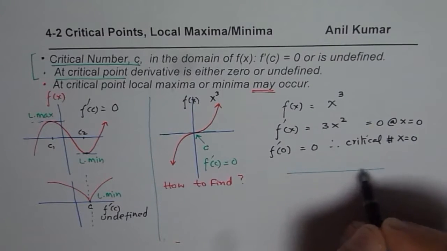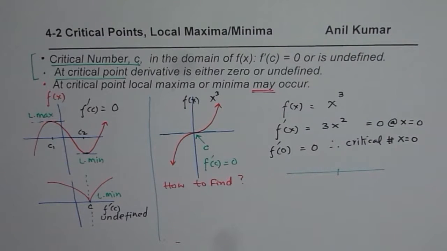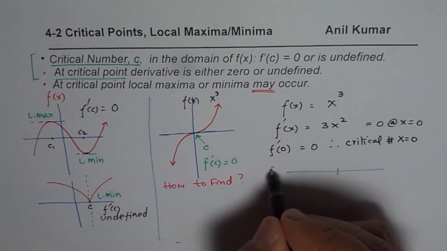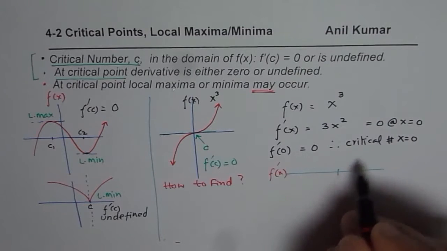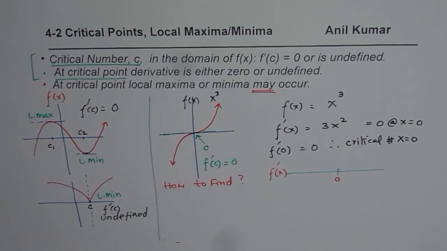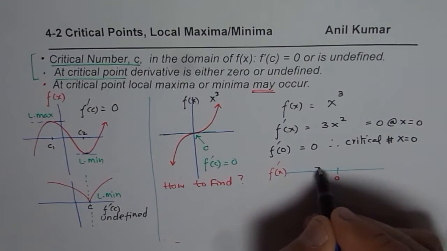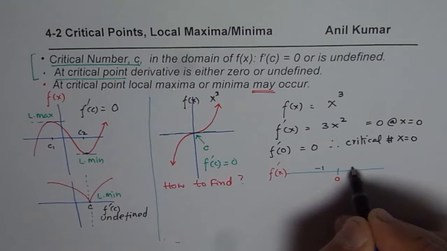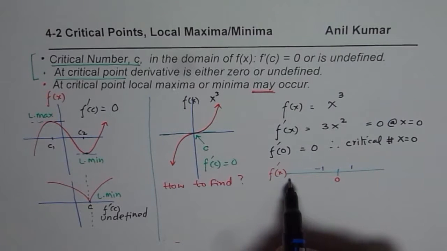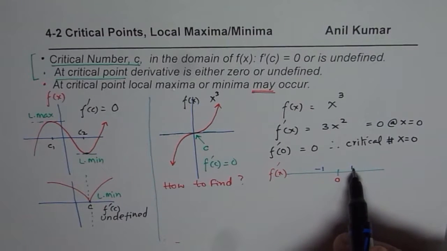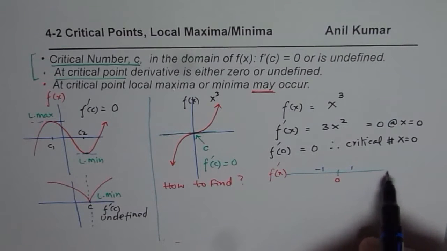So for that, what do we do? We analyze this point. We analyze the graph of the function around the critical number. The critical number is at x equals 0. So let us take a value on the left side and on the right side. The left side could be -1, the right side could be +1. So -1 is in the interval from -infinity to 0, and 1 is in the interval from 0 to infinity.